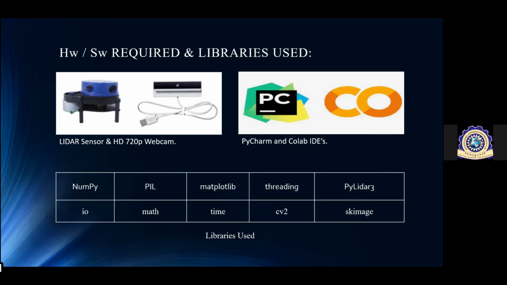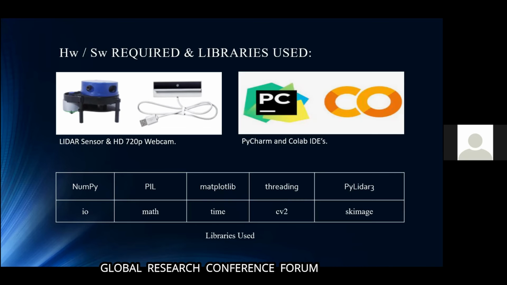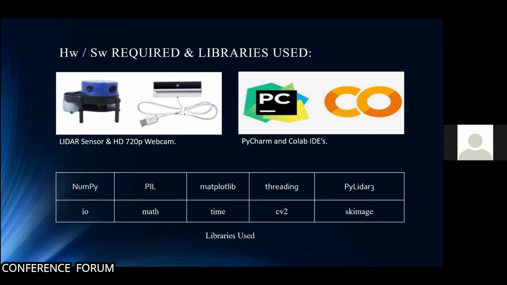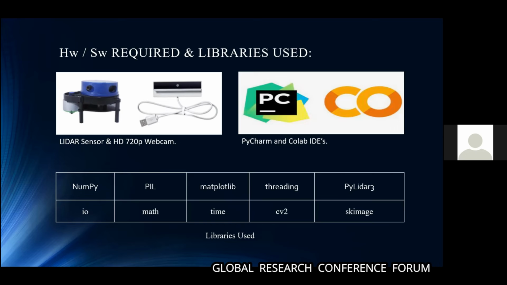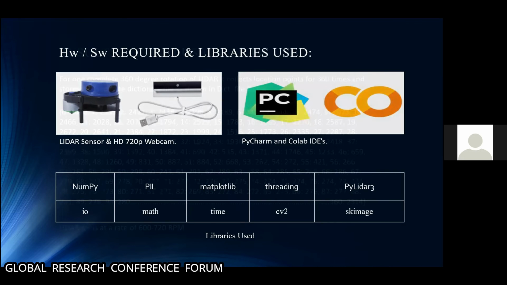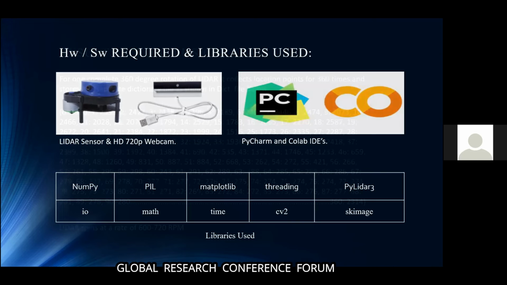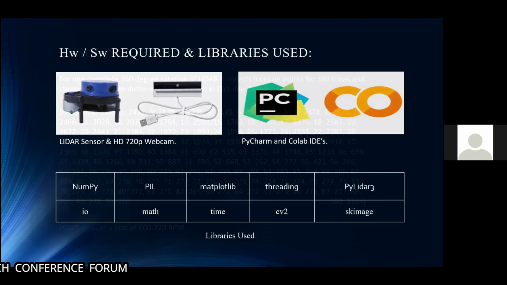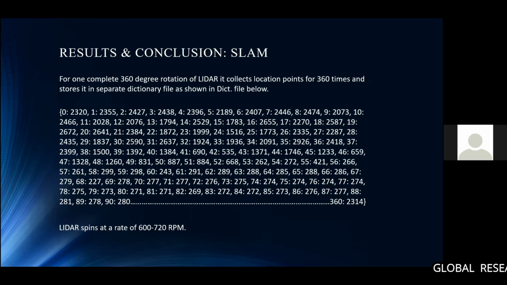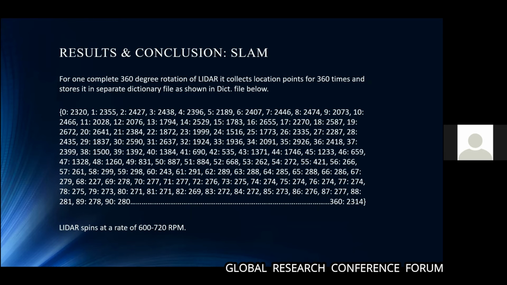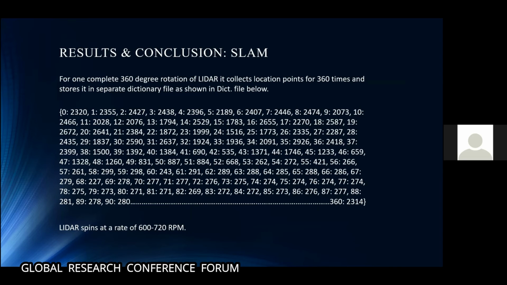In results and conclusions, our LiDAR sensor rotates through 360 degrees. It calculates 360 positions in each rotation, and it has an RPM of 600. This is how the points are collected and give the mapping of the surroundings. This is an example of my hostel where I live. This is the corner of my hostel. The other points are based on my window only.